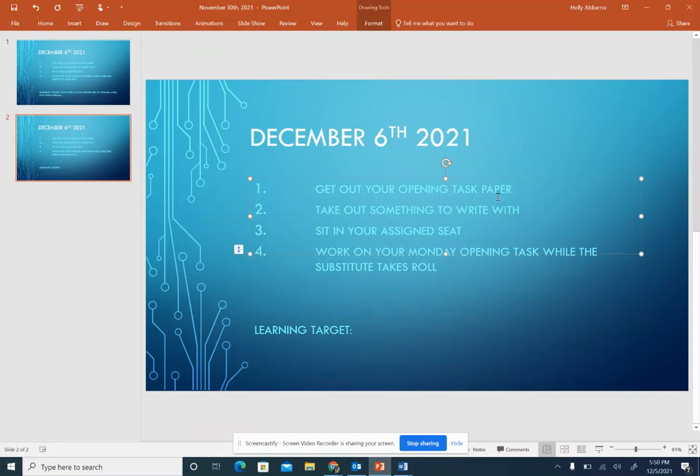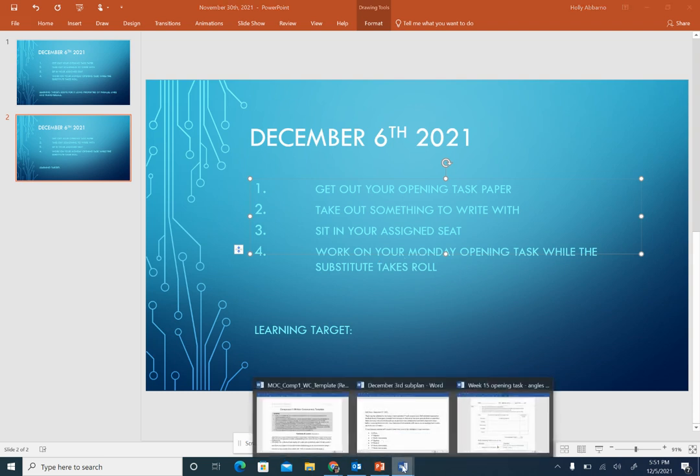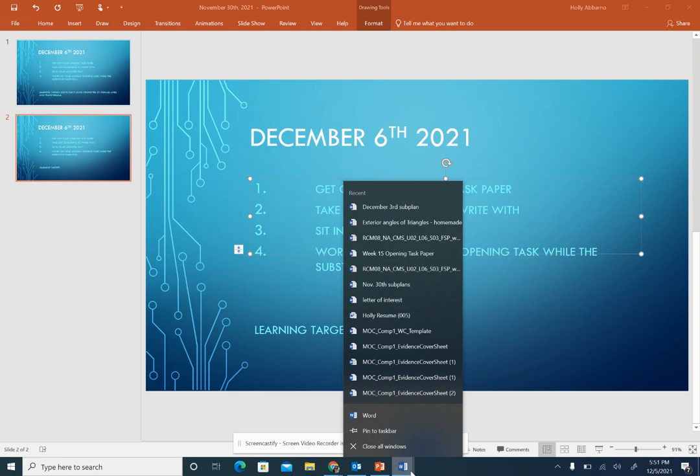You should be having your opening task paper out. If you forgot to get it, go get it now up on the front. It should be a new one. Make sure you have something to write with. You're sitting in your assigned seats. The sub should be taking roll and you should be working on your opening task. So let's go ahead and get started on that.